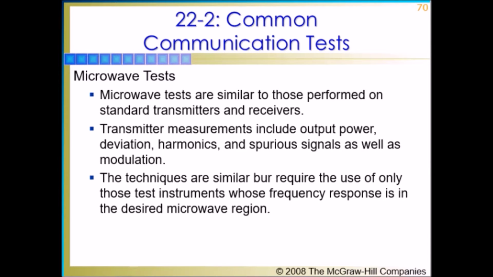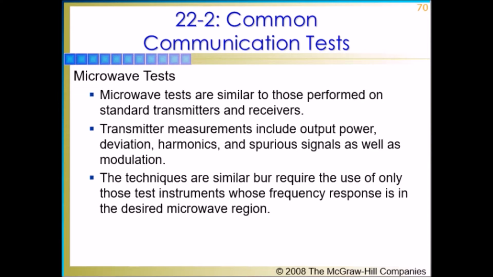Microwave tests. Microwave tests are generally similar to those performed on standard transmitters and receivers. Transmitter measurements include output power, deviation, harmonics, and spurious signals as well as modulation. The techniques are similar but require the use of only those test instruments whose frequency response is in the desired microwave region. The same goes for receiver measurements and antenna transmission line tests.